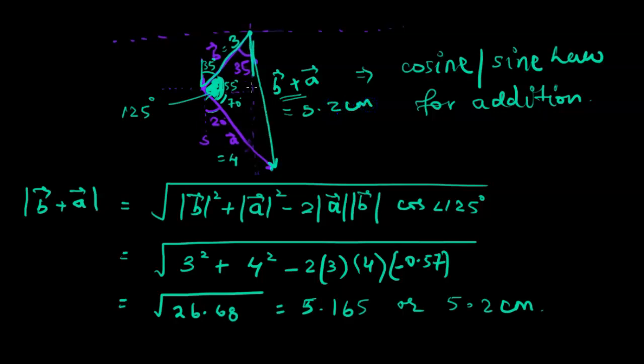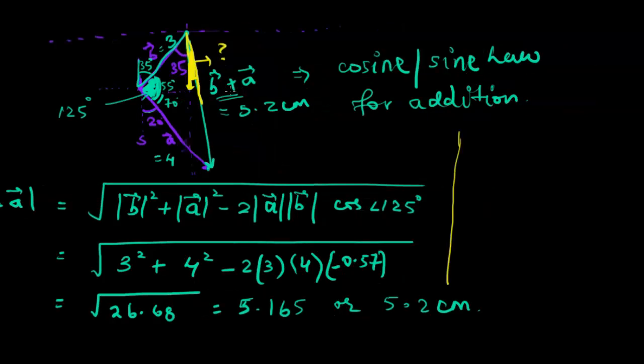We need to find out the direction. To find out the direction, we need this angle because this is the cardinal axis and this is our vector. So we need to find out what this angle is. To find this angle, we would use the sine law. We know this is 5.2 and the angle opposite to this is 125 degrees. We know this side is 4 and the angle opposite to it, although we know this part is 35, but we will just consider that this whole angle is unknown to us.